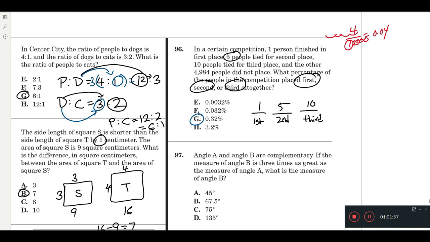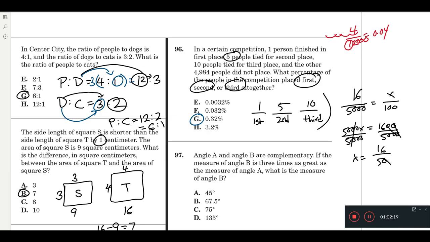I can show you another way. 16 out of 5,000. You want to know what it is out of 100, as a percentage. So you can also do a proportion and cross multiply. It's 5,000x equals 1,600. Divide both sides by 5,000 and you get x equal to 0.32. Or you can get rid of the zeros, so it's 16 over 50. Now we can multiply both by 2, so that's 32 over 100. That's 0.32%. That's it, guys.